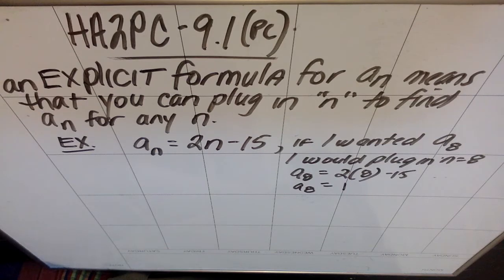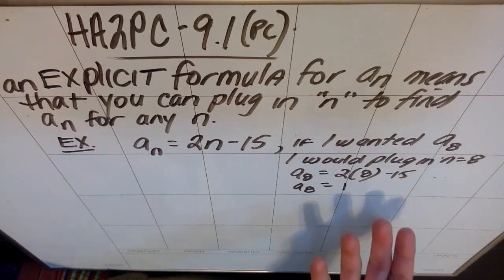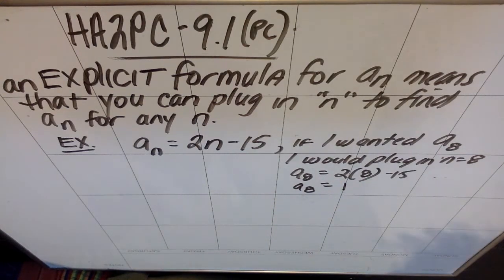As an example of that, if I gave you that a sub n was 2n minus 15, and I wanted a sub 8, I would just plug in n equals 8. I'd get that a sub 8 is 2 times 8 minus 15. So I get 16 minus 15, so a sub 8 is 1.